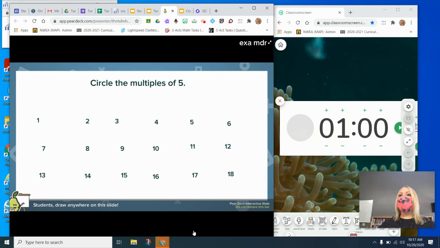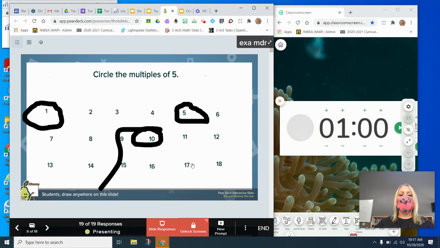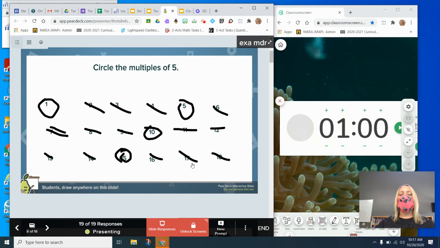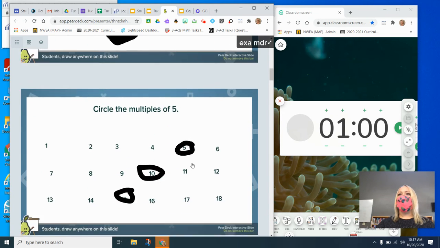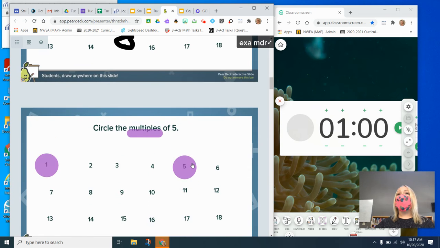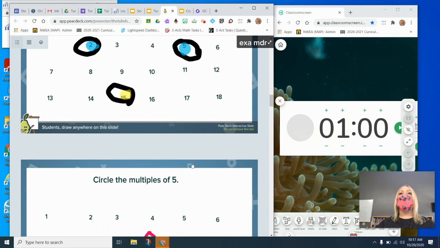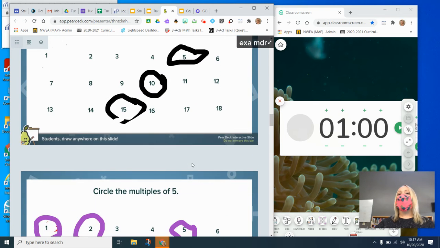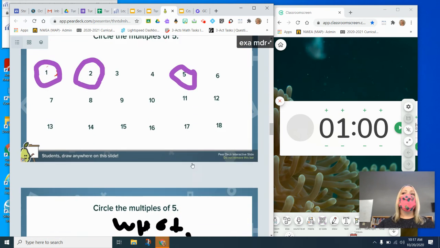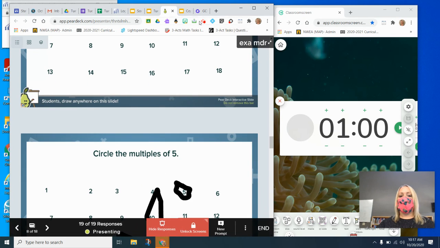I see a lot of 1s and 5s circled. So let's talk about the difference really quickly. 1 and 5, if you just circled those two, that's a factor pair. 5 is a multiple because 5 times 1 is 5, but 1 is not going to be a multiple. It's going to be a factor. So on your screen, you should have circled just those 3 numbers, 5, 10, and 15.